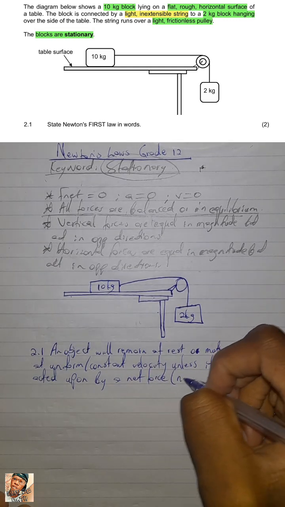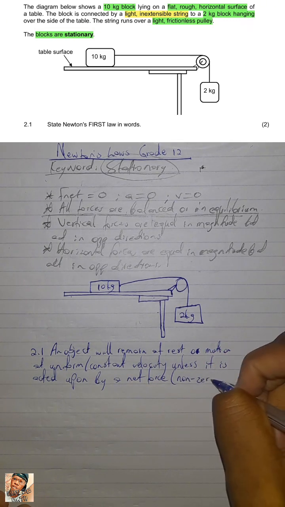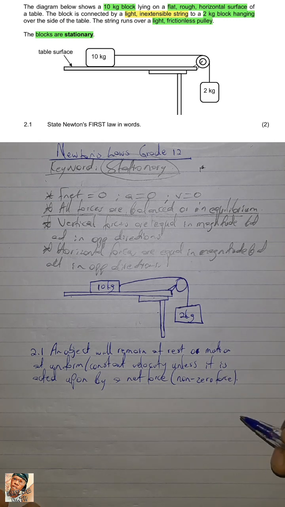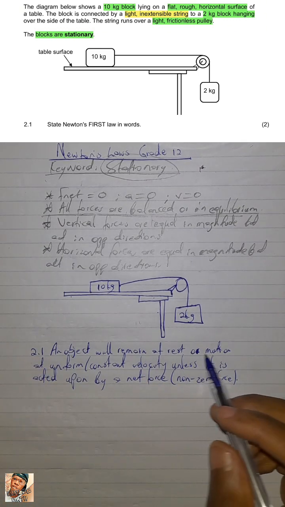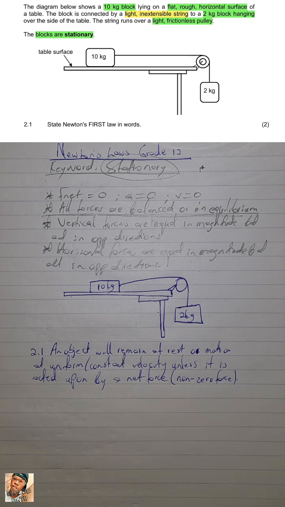Some people call it a non-zero force, and some call it a resultant force. So this is how we state Newton's first law: an object will remain in a state of rest or motion at a constant velocity unless it is acted upon by a net force. Simple, right? So this is how we get our 2 marks.